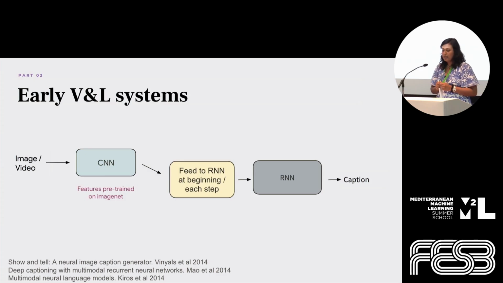So the very early attempts at vision and language models were, as I mentioned, image captioning systems. And so the images were passed first to a CNN that was pre-trained on a large data set, which is usually ImageNet. And the last layer features were either fed to the first step of the RNN or at every step, depending, there's many different ways to do that. And then the RNN predicted the caption autoregressively based on the information contained in the image.